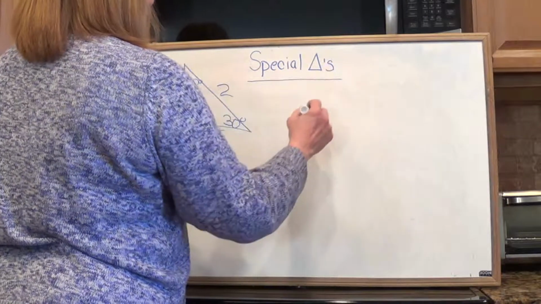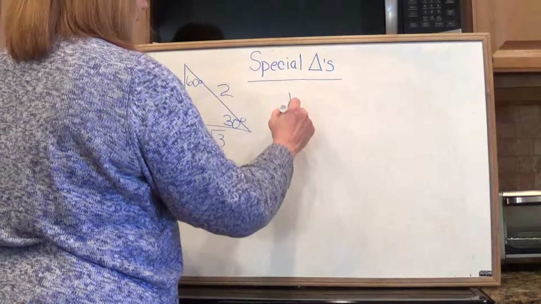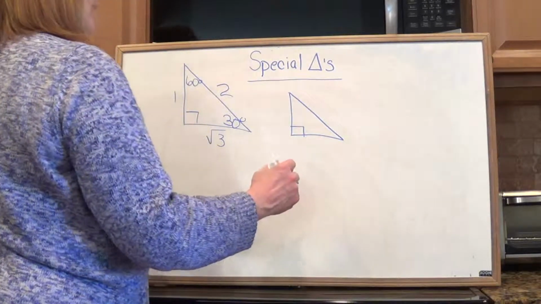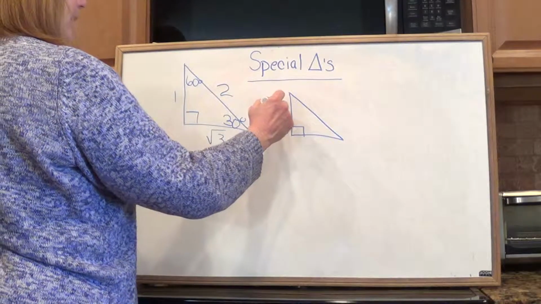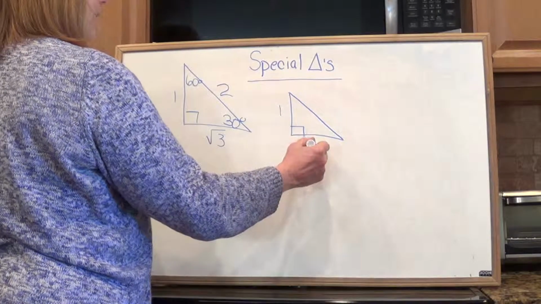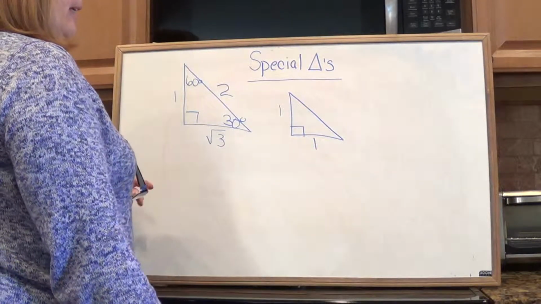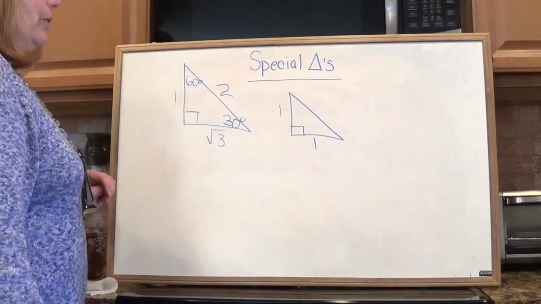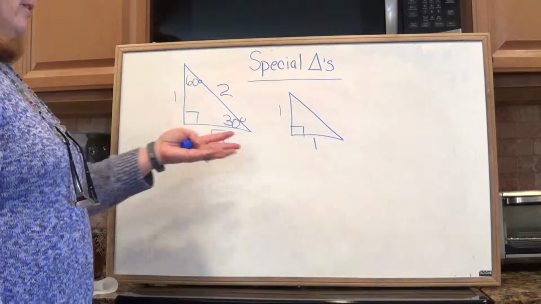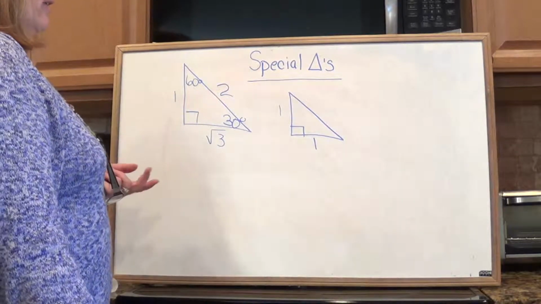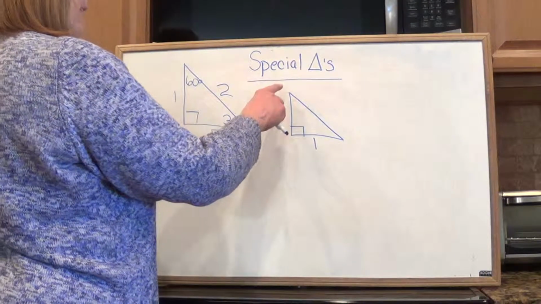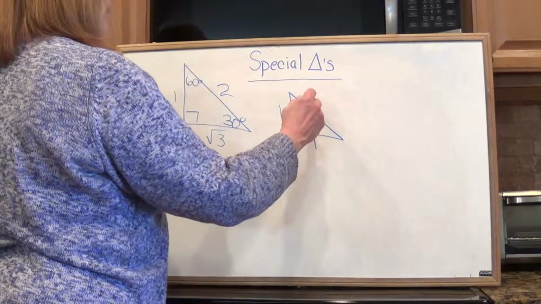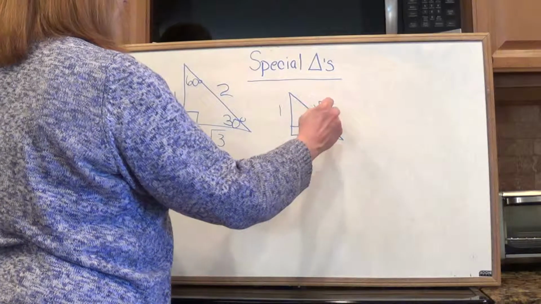There's another special triangle, and it looks like this, and it turns out it's a right triangle. And if this side is 1 and this side is 1, we can derive our second special triangle. So if you would draw that under the flap, what is the second special triangle? It is a special triangle with legs of 1 each, and using the Pythagorean theorem, we found that the hypotenuse is square root of 2.